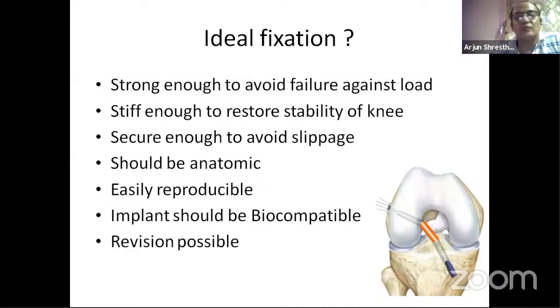So it should be anatomic, because we know that the tunnel should be anatomic. If the tunnel is anatomic, of course, we will fix the graft in that position. It should be reproducible, because if we can do it only in a few cases and it is not reproducible, then it is very difficult to use in common cases. And implants should be biocompatible. They should not interfere with the immunity, or react with the bones or the soft tissue around us. And revision should be possible.